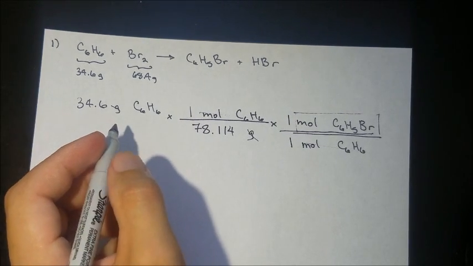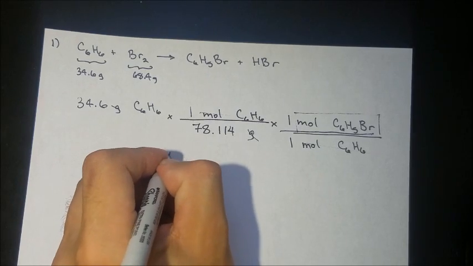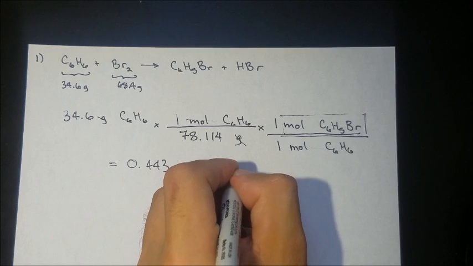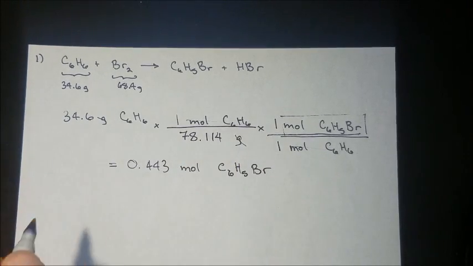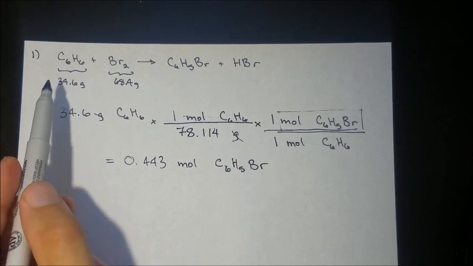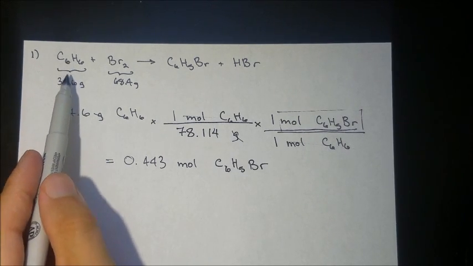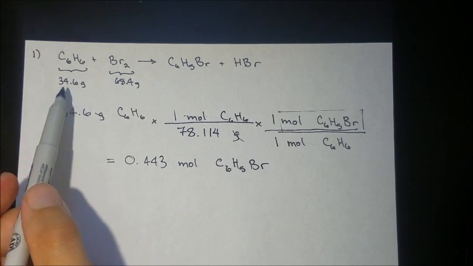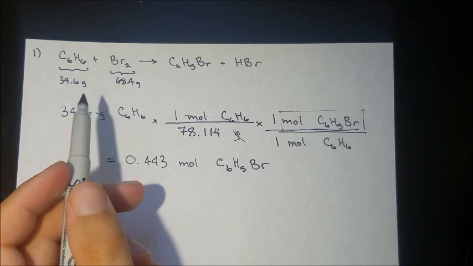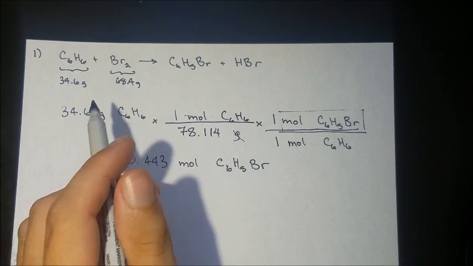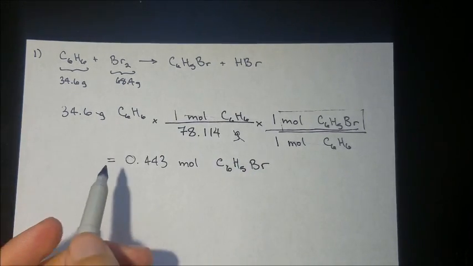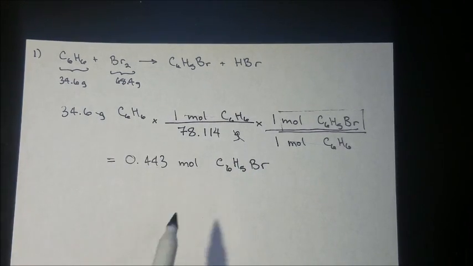So let's see, how much does this equal? I'm going to run this through my calculator, and it's 0.443 moles of bromobenzene. So basically what this calculation is saying is, supposing we had a finite quantity of benzene, so that's our 34.6 grams, and an unlimited supply of bromine. So we don't care about how much bromine it's going to take. We have an unlimited supply. How much bromobenzene are we going to make? And that turns out to be 0.443 moles.